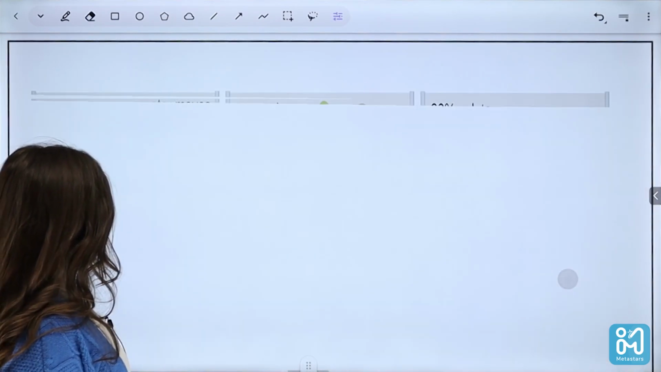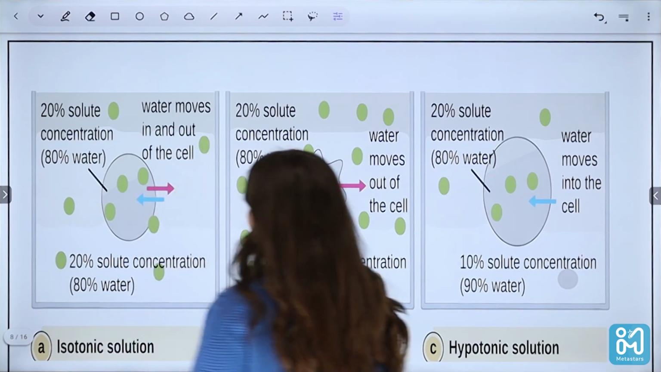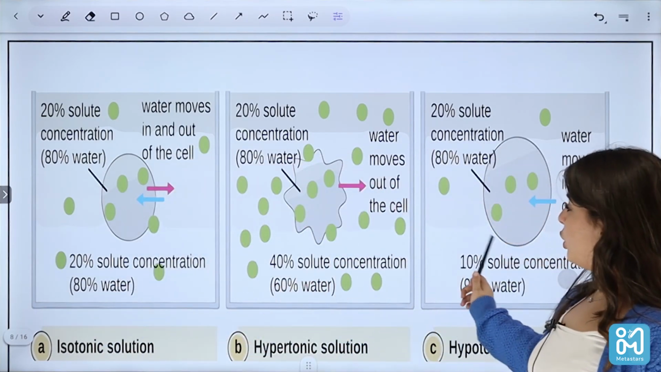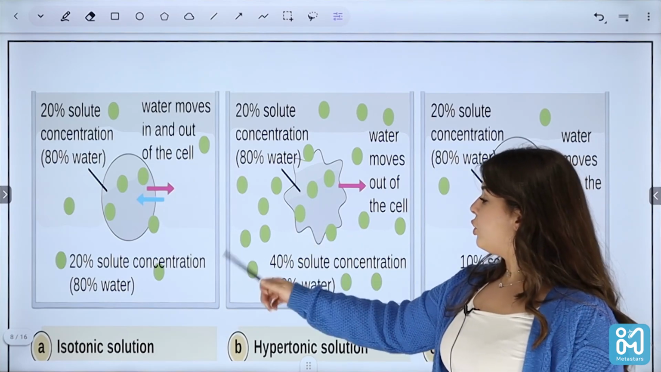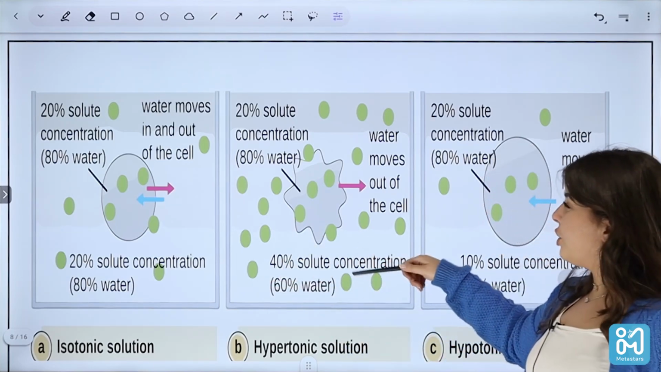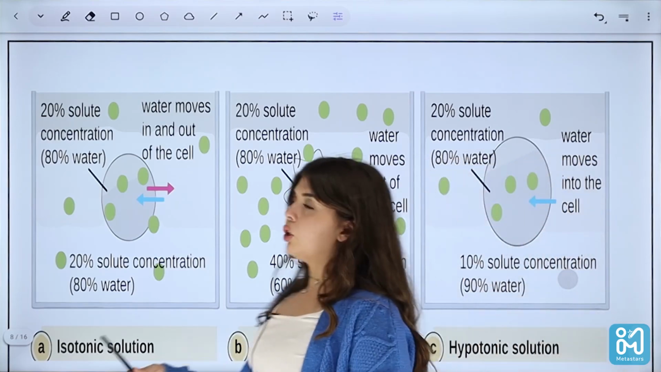So I will tell you something very important. We have three solutions: isotonic, hypertonic, and hypotonic. They placed a cell inside each. Here we have an isotonic solution.